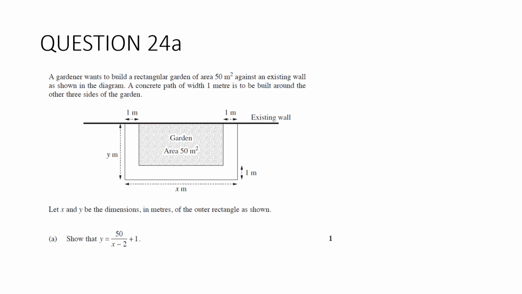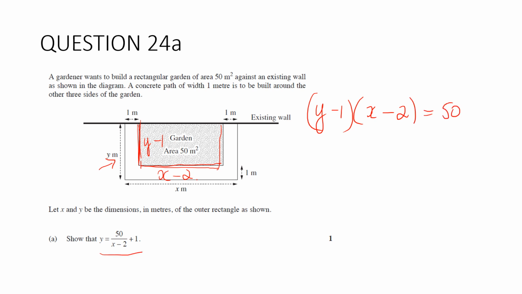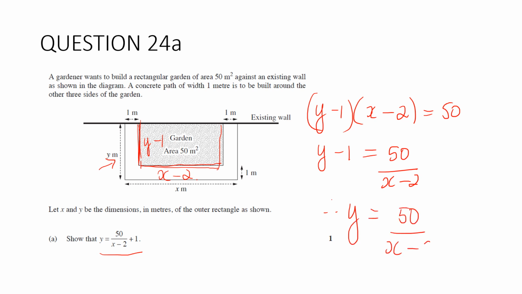Okay, so we want to work out y. We know that this area here is 50 square metres, so that is going to be y take away 1, and this dimension here is going to be x take away 2. So in other words, y take 1 multiplied by x minus 2 must be equal to 50. And we want to turn this around and make y the subject. So y take 1 is equal to 50 divided by x minus 2. Therefore, y is equal to 50 divided by x minus 2, plus 1.